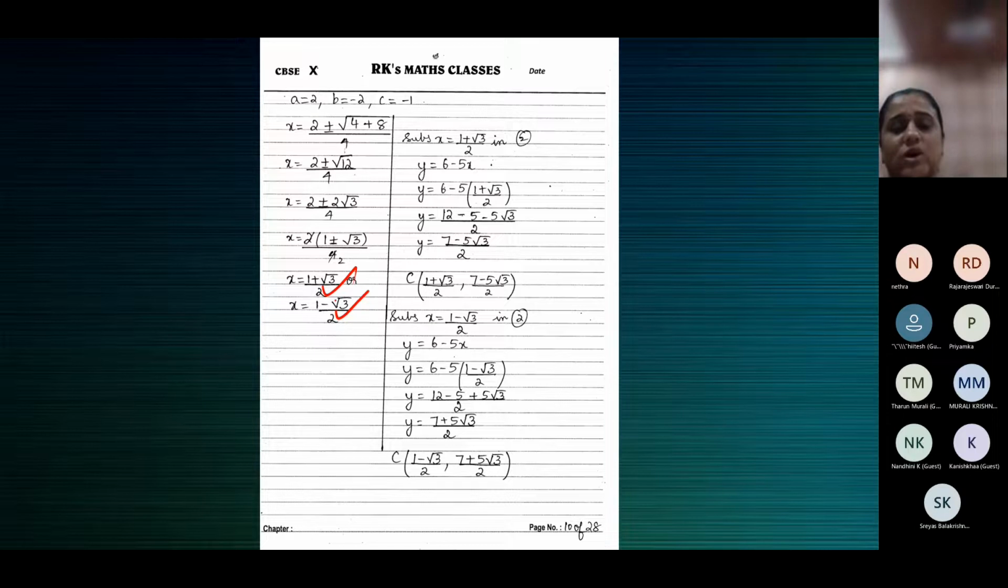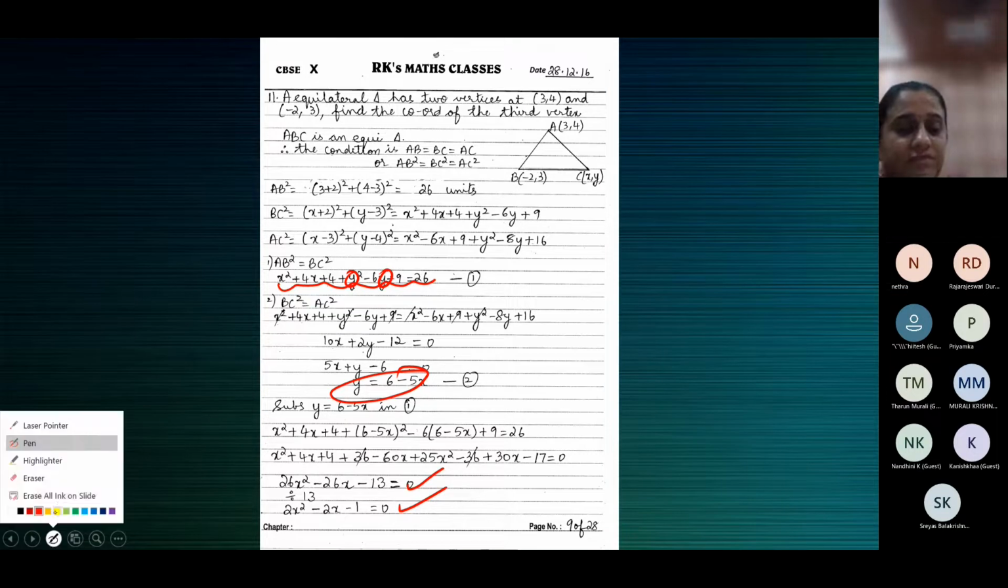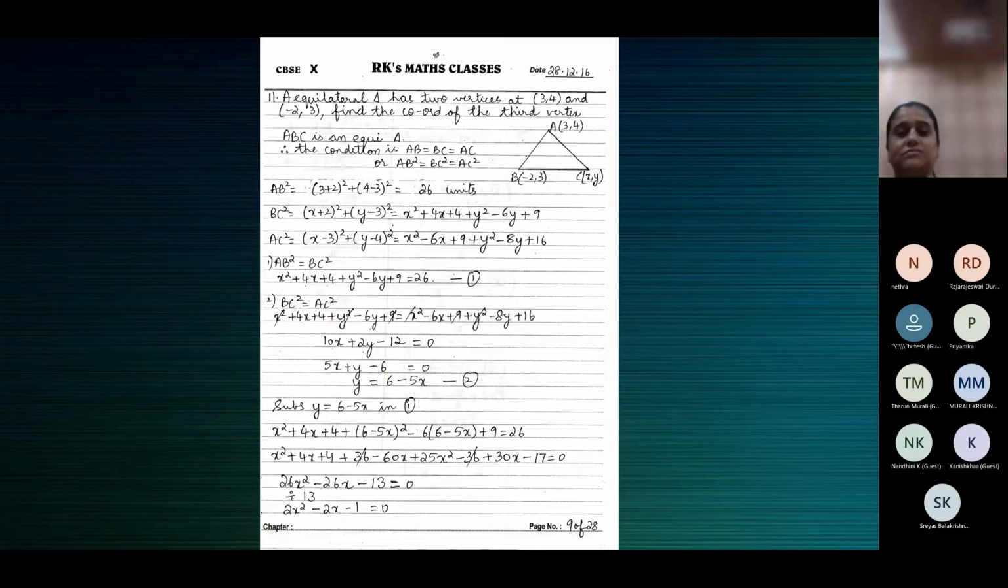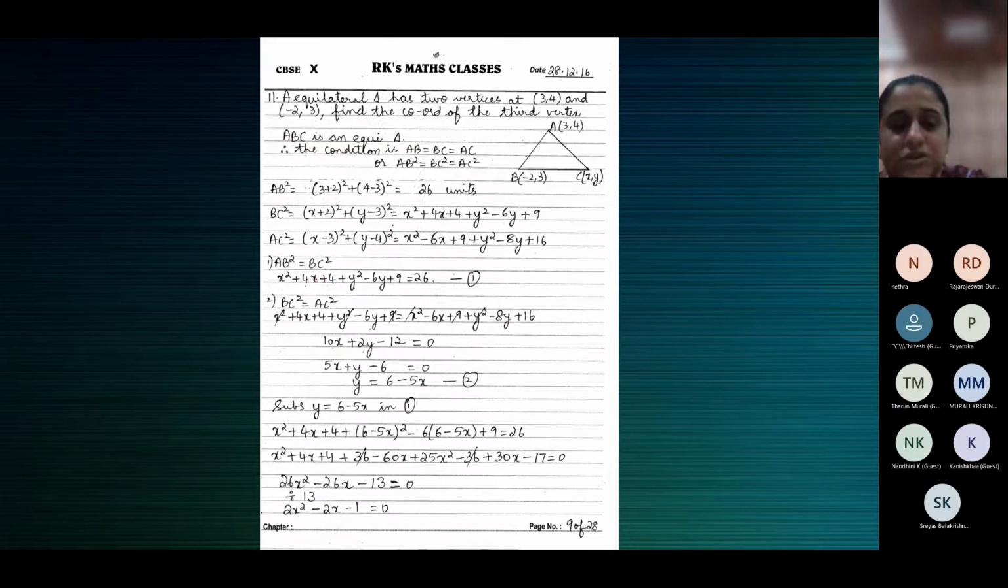Now we found x, we got two values for x. We need to find the corresponding values of y. So substitute x is equal to (1 plus root 3) by 2 in equation 2. That means this one, in equation 2. Here you will have to substitute wherever there is x. See, this is the equation.